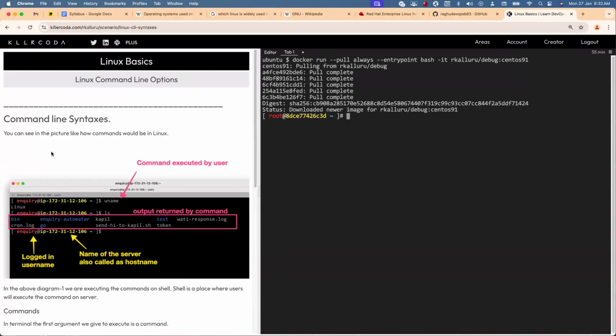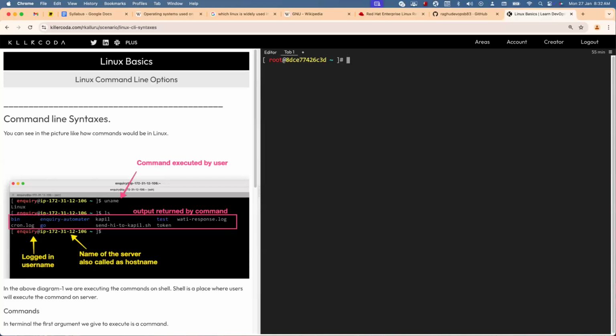Now your command line looks like this. On the right side, I also have one command line, looking similar to a screenshot like this. It is telling you the username that you logged in with.